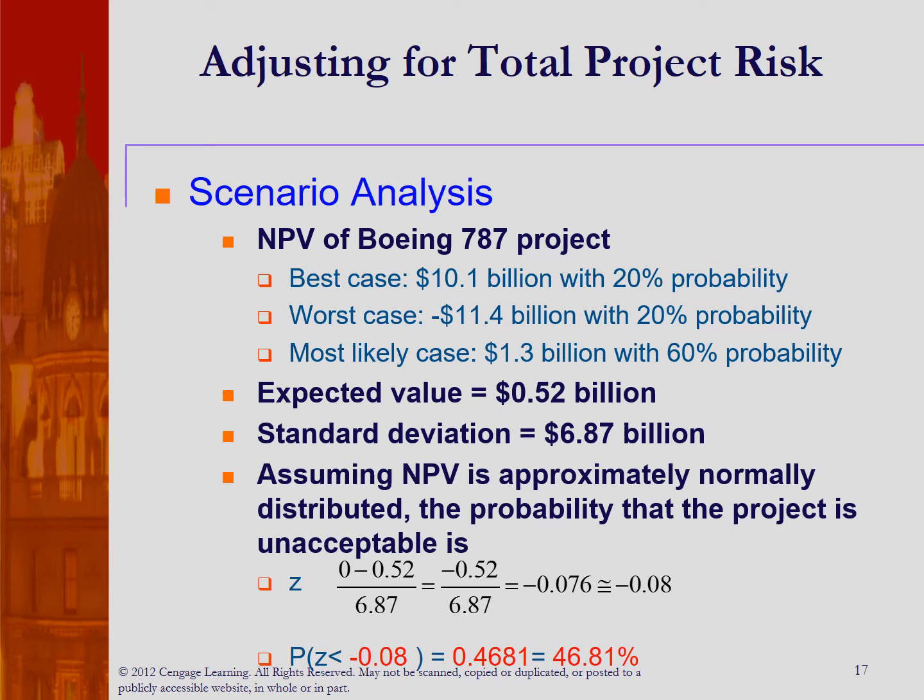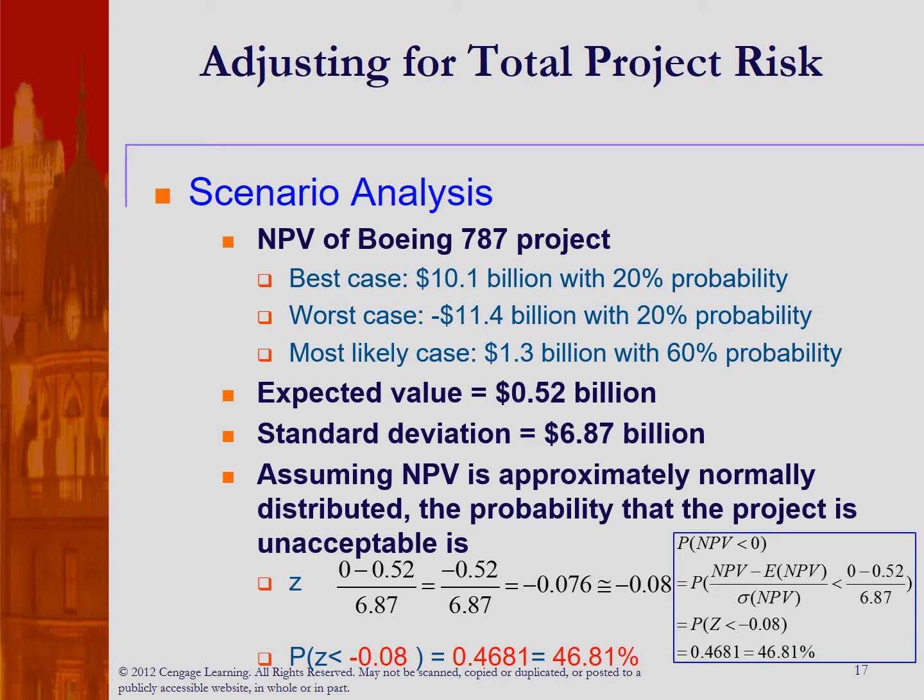Now, assuming that the net present value is normally distributed, the probability that the project is unacceptable, that is, the net present value is less than 0, can be calculated using the z-score technique illustrated earlier. The detailed steps are shown here. After calculation, we obtain that the probability that the project is unacceptable is 46.81%.